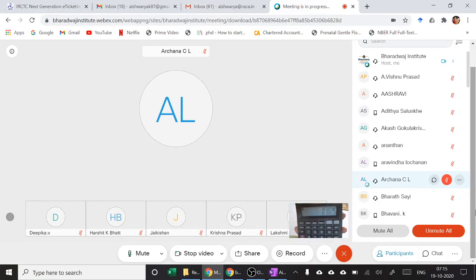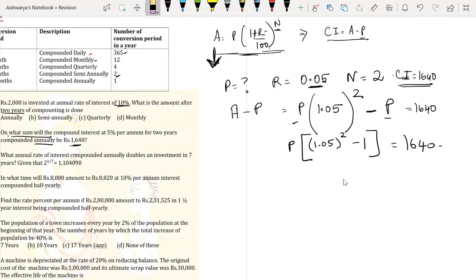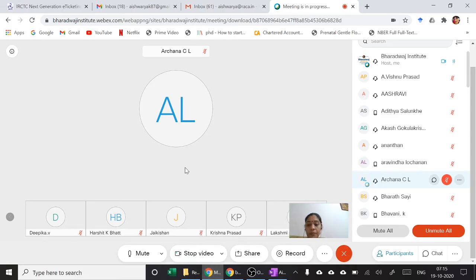Now this I am going to store in the memory of the calculator. The memory M plus button is in this corner. We press M plus. The next step for you is to type the value. What do you have on the other side? 1640. So type 1640 on your calculator. You see 1640 here.